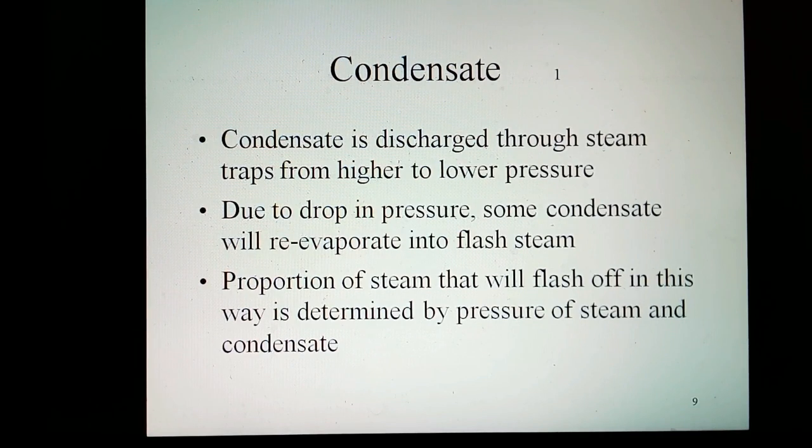Condensate is discharged from steam plant and equipment through steam traps from a higher to a lower pressure. As a result of this drop in pressure, some of the condensate will re-evaporate into flash steam. The proportion of steam that will flash off in this way is determined by the amount of heat that can be held in the steam and condensate.